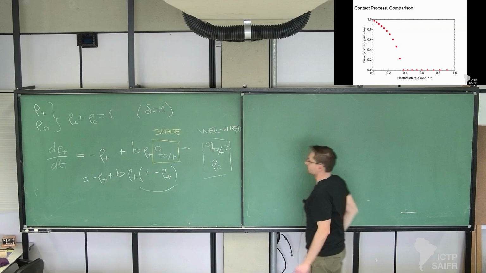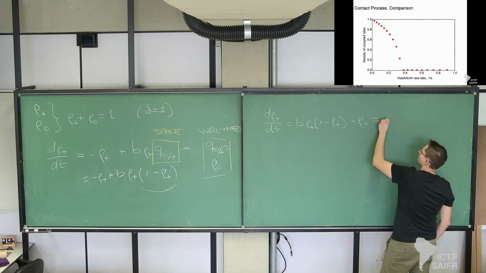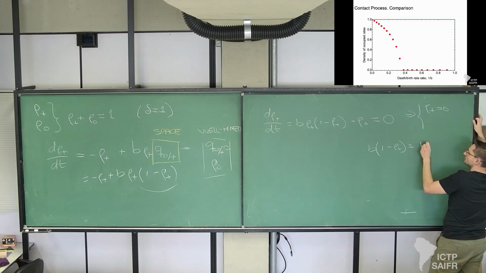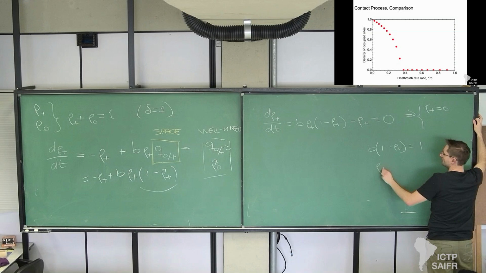I have my equation, and this one is easy, because it's one dimension. I can do the same that I did before, but now I don't have nullclines. It's only points, and it's much easier. And actually, in this case, it's easy because I can solve it. I can say, well, rho plus is equal to 0, or B(1 minus rho plus) is equal to 1, which means that rho plus is equal to 1 minus 1/B.